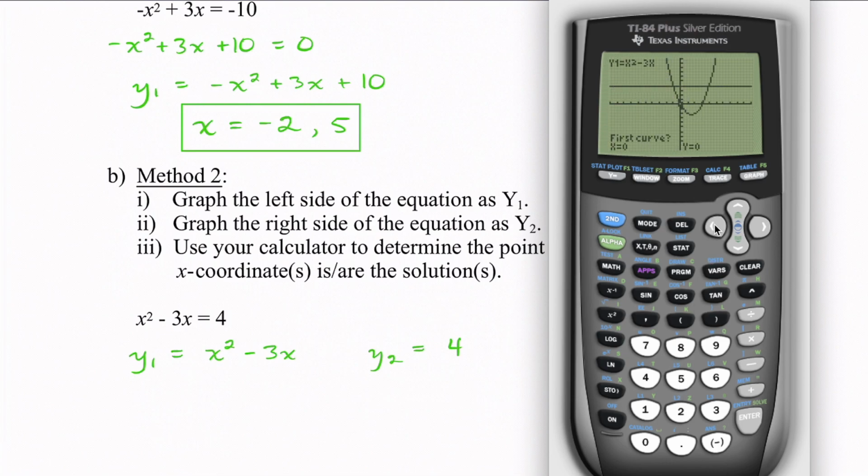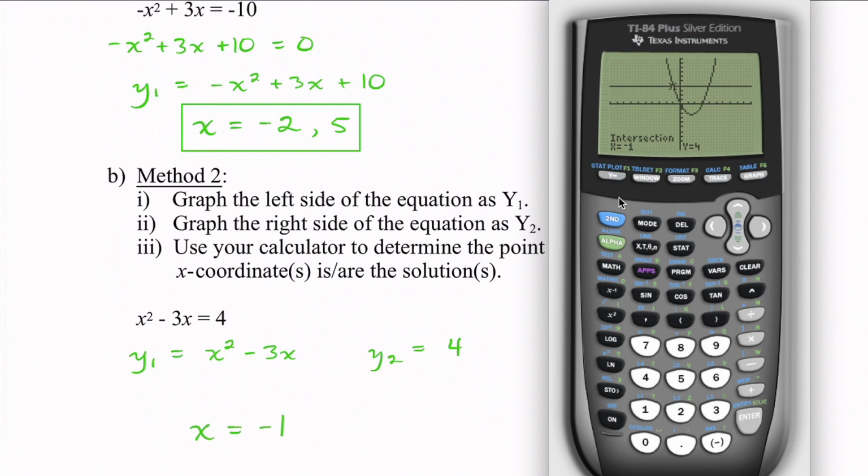And then it's going to ask, are you on the first curve? You're going to move closer to the point at which it crosses. Click enter. Then it'll ask, are you on the second curve? I can see now I'm on this straight line and get close to the point. Click enter. And then again, it'll ask you to guess. Just click enter one more time. Okay, and I got x equals -1. So let's write that.